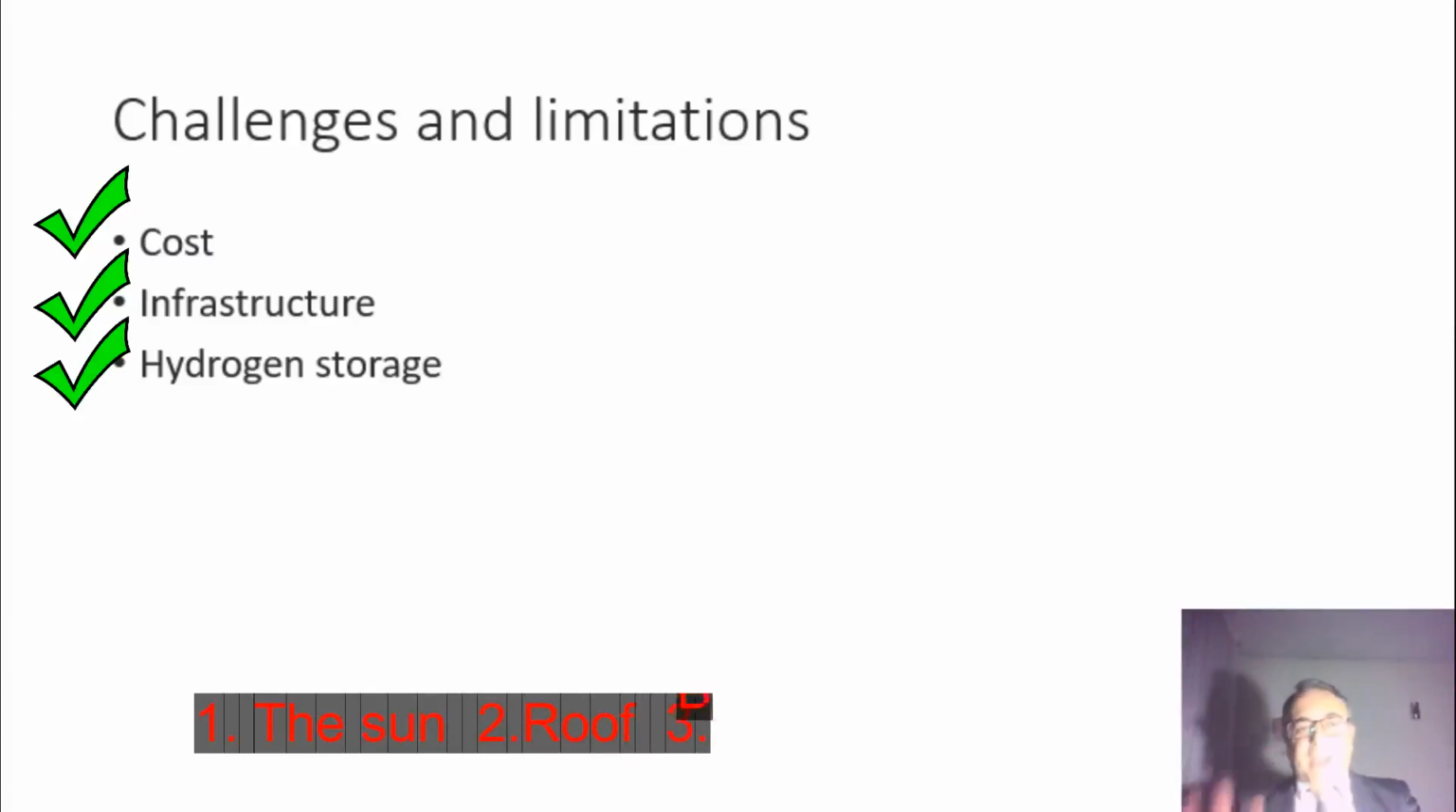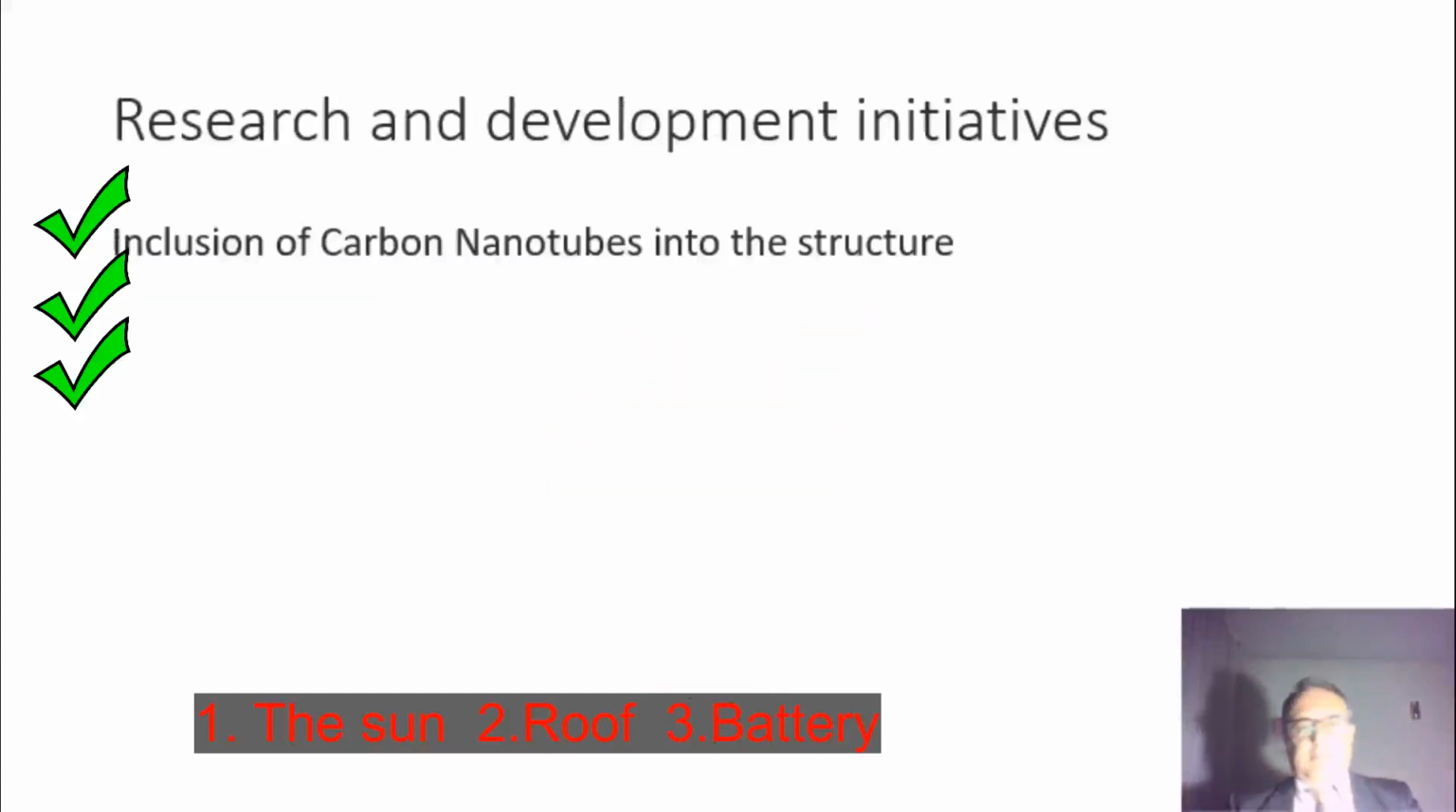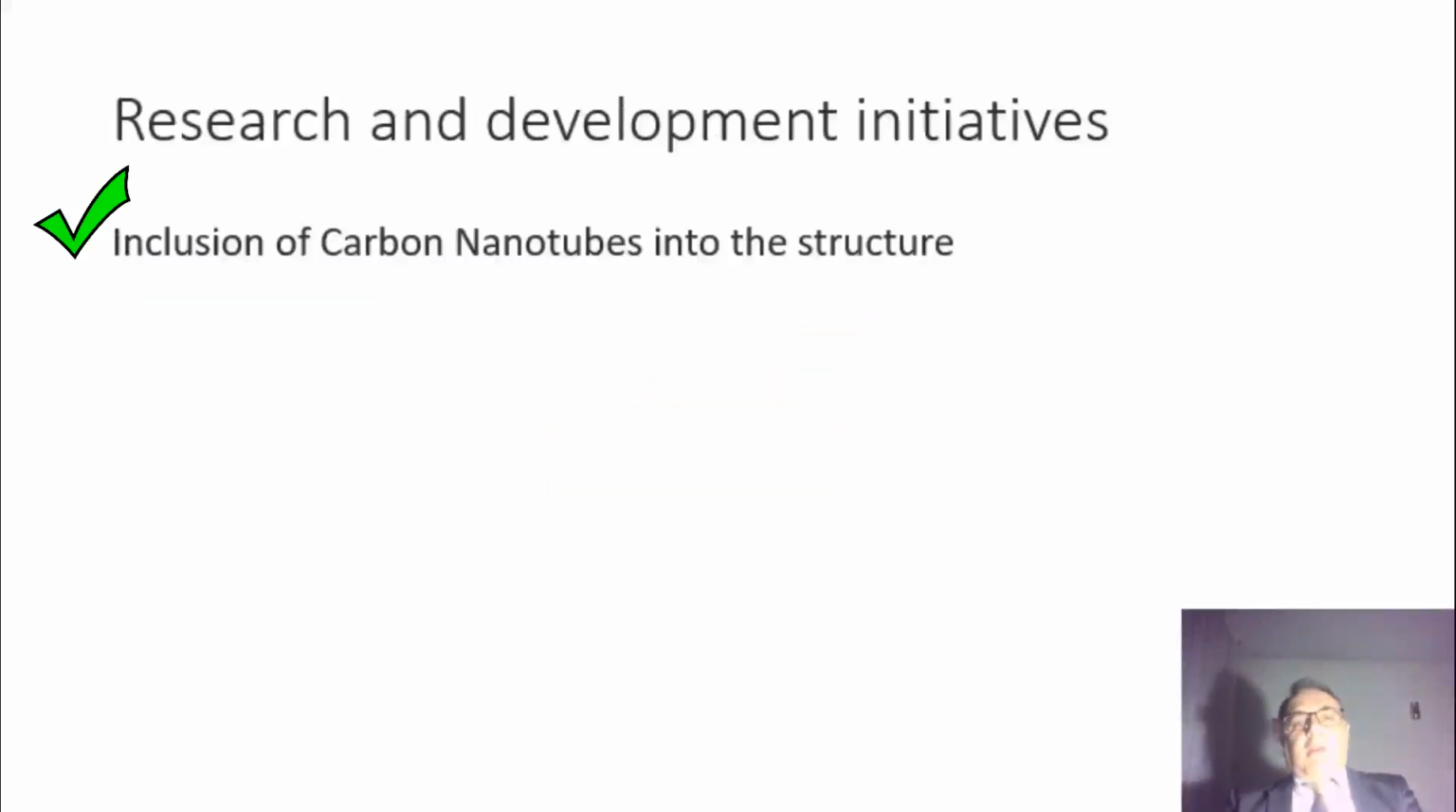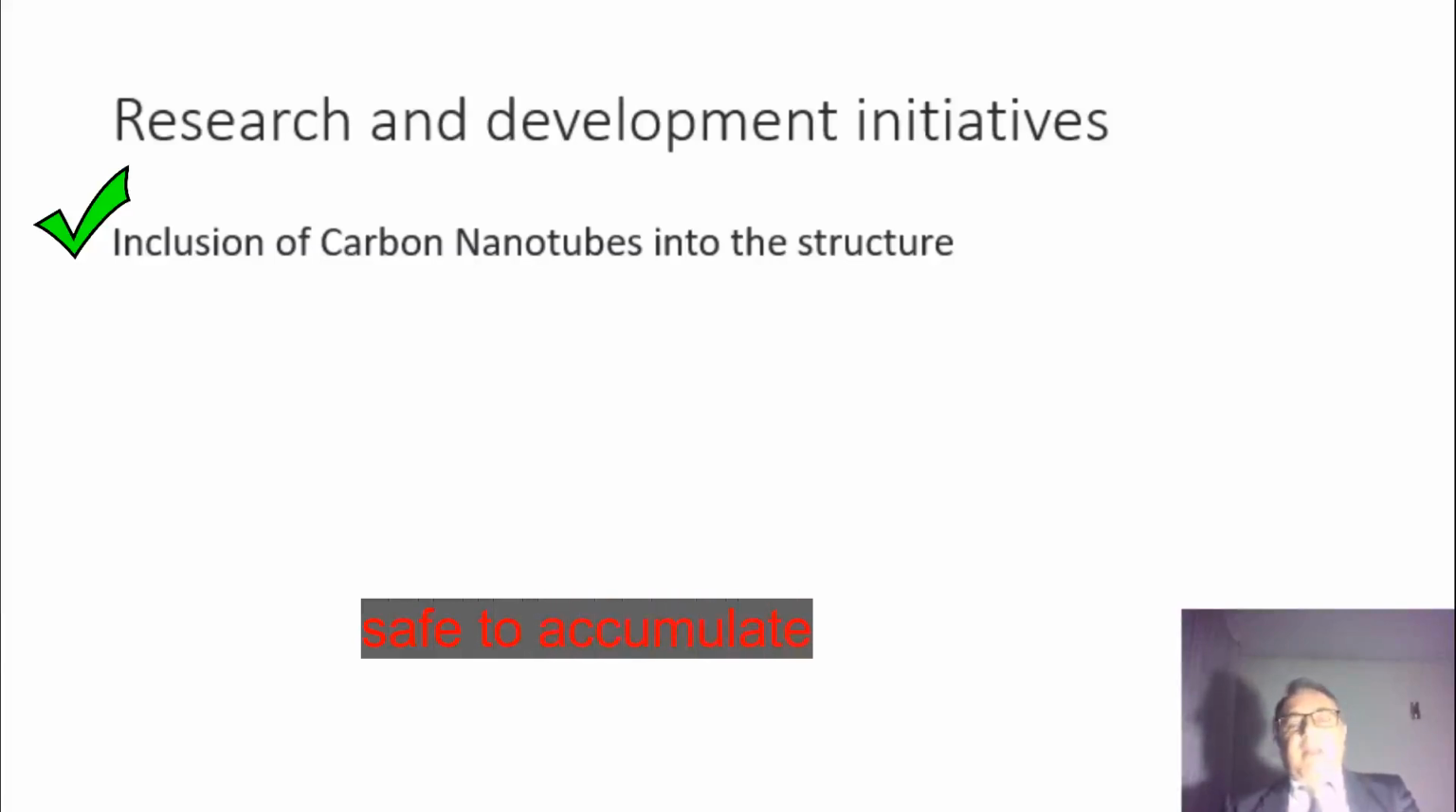There are very big challenges these days, because hydrogen storage can be very challenging because of the risk of explosion. Research and development on the membranes and the body of it can make a very good and very clean part. Including carbon nanotubes, or CNT, in the structure can make it durable and also safe for how we accumulate and collect the hydrogen.